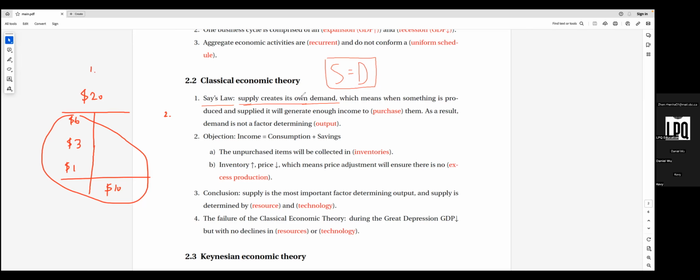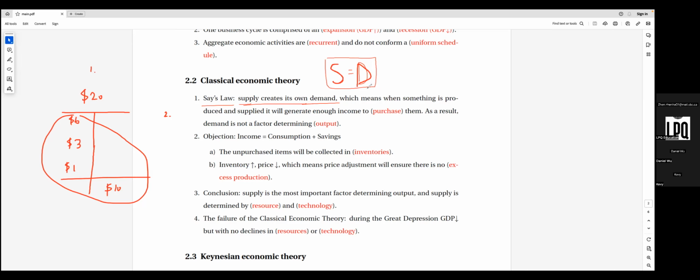By seeing this, now you can understand that from a classical theory perspective, supply always equals demand. This is called classical theory. They try to produce a supply that always equals demand.